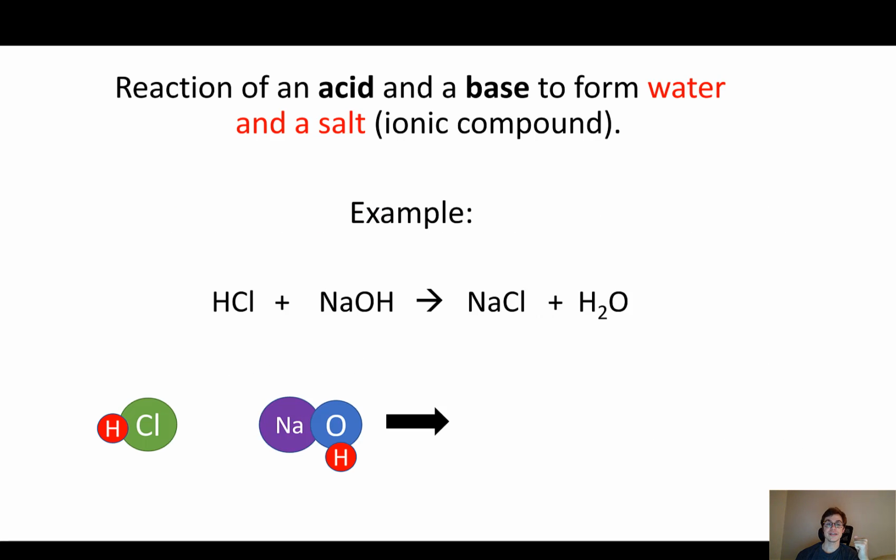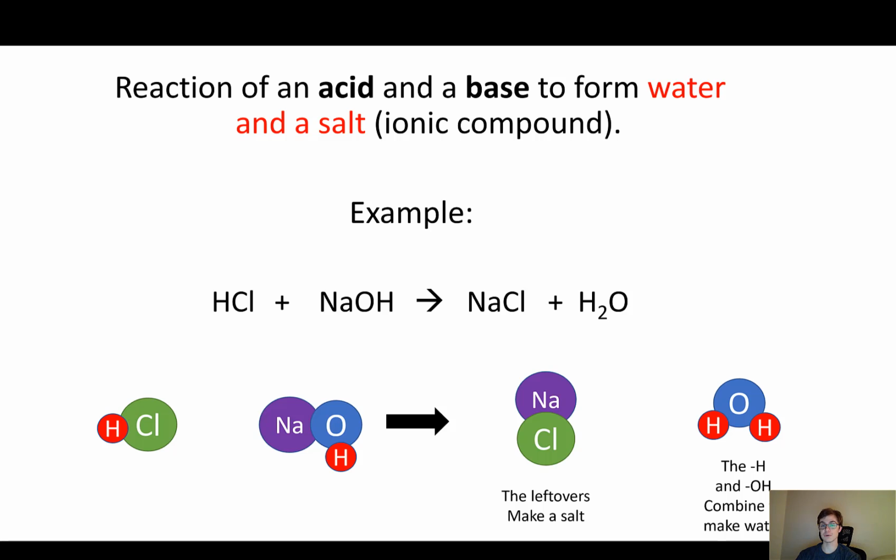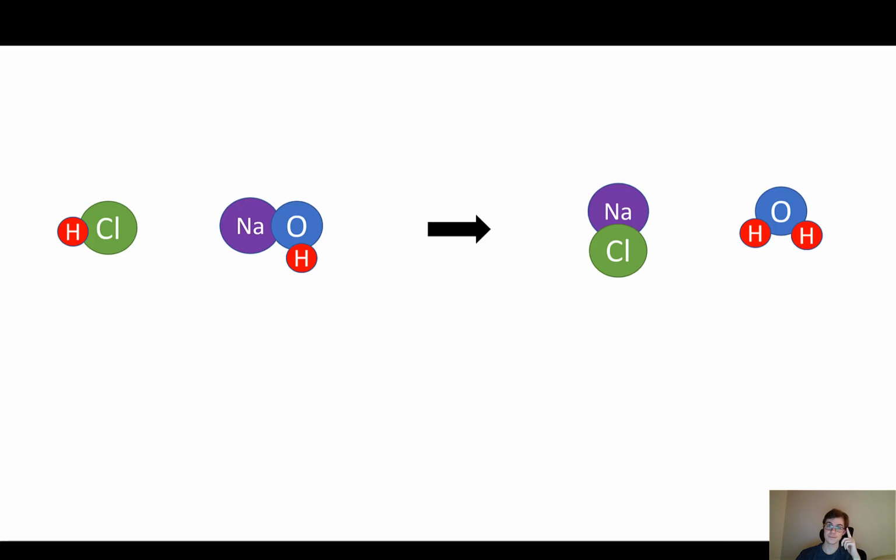Here's a neutralization reaction. We have hydrochloric acid, HCl, reacting with sodium hydroxide, NaOH, that's a base, and it forms, well, the H and the OH, like I showed you before, make a water molecule. But then you still have these other chemicals on the left side that didn't react, and those just stick together to make what we call a salt. So the parts of the acid and the base that are not the hydroxide or hydronium parts just combine together, they're leftovers, and we call it a salt.